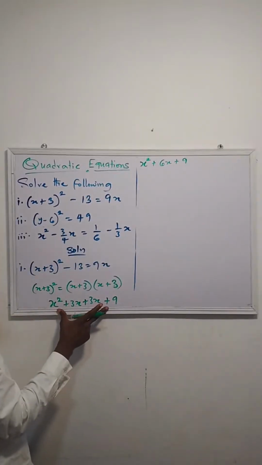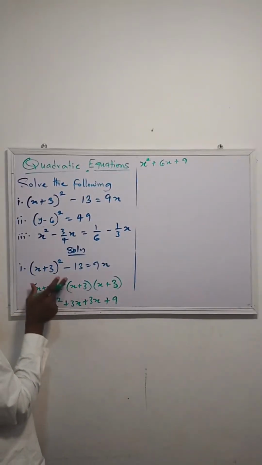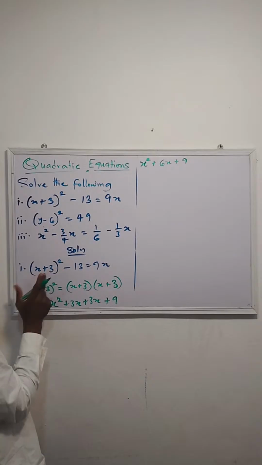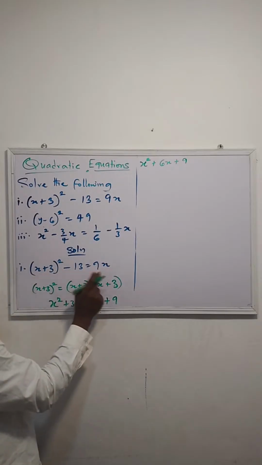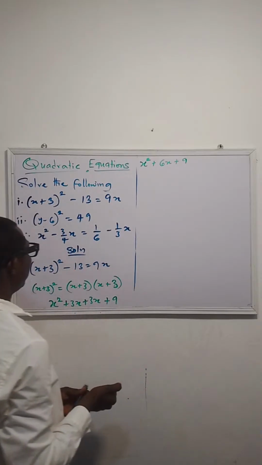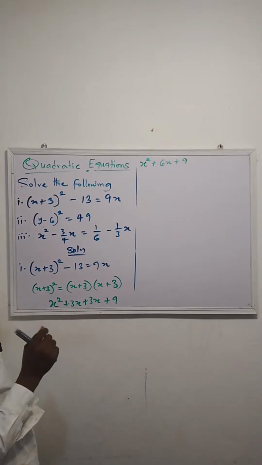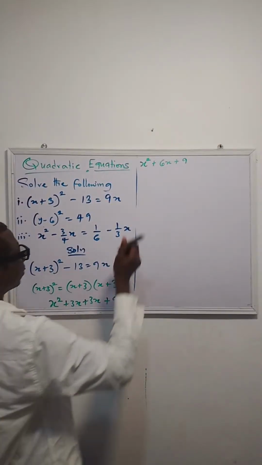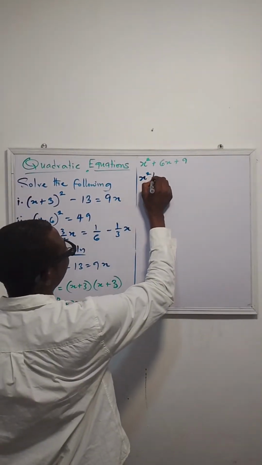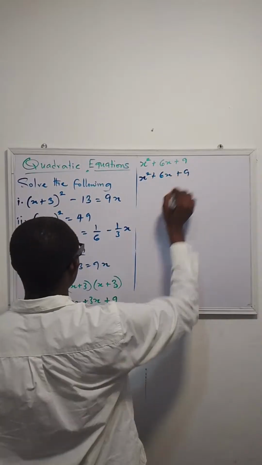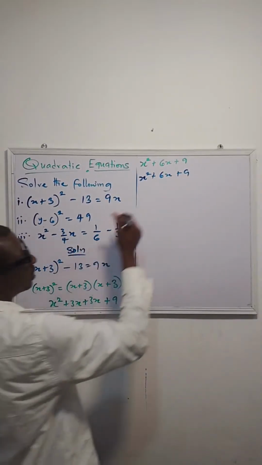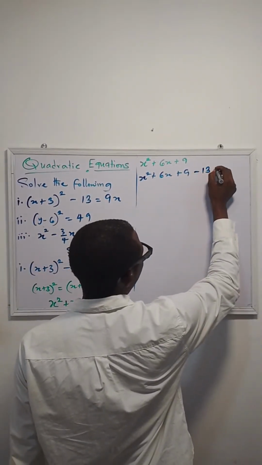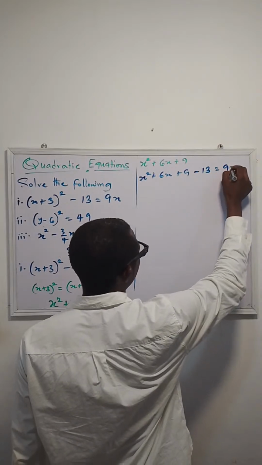So that's what we have, and that will replace what we have here. This equation now turns to, instead of writing (x plus 3) squared, we can just plug in this. So we have x squared plus 6x plus 9 minus 13 equals 9x.